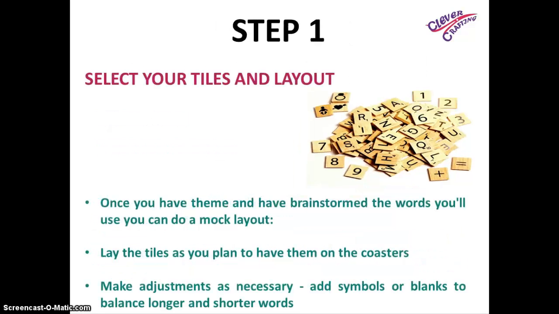Next, we have step 1. So, like we were talking about, selecting the tiles and the layout. If you've been writing out on a piece of paper, or brainstorming the words and themes that you want to use, you should do a mock layout. So you take the tiles and you actually place them just on a table, in the square shape that you're going to have them, to see how everything's going to fit and look together. And then once you have that, you can make adjustments, add some symbols, add some blanks, and make sure that your coasters are going to look great.